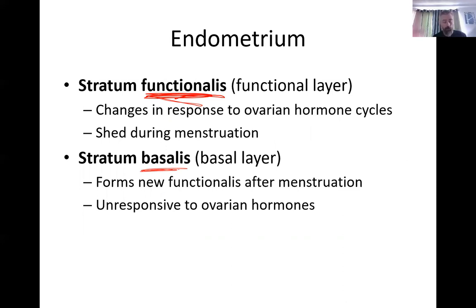So every monthly cycle, you grow a new stratum functionalis, and then you shed that stratum functionalis. Then you grow a new one, and you shed it. Shed it, grow a new one, and you shed it. So it's continuously replenishing itself.